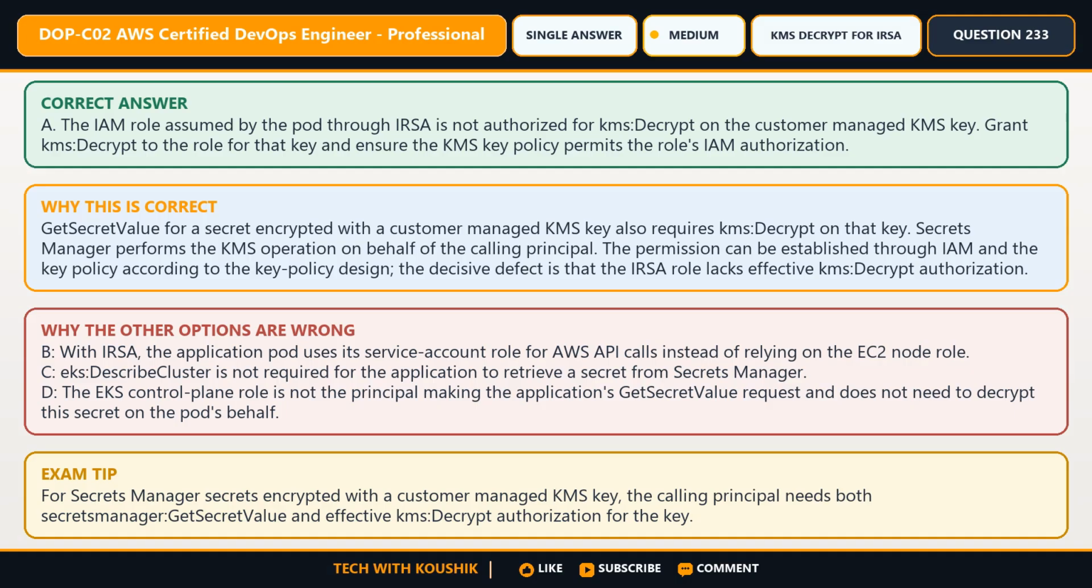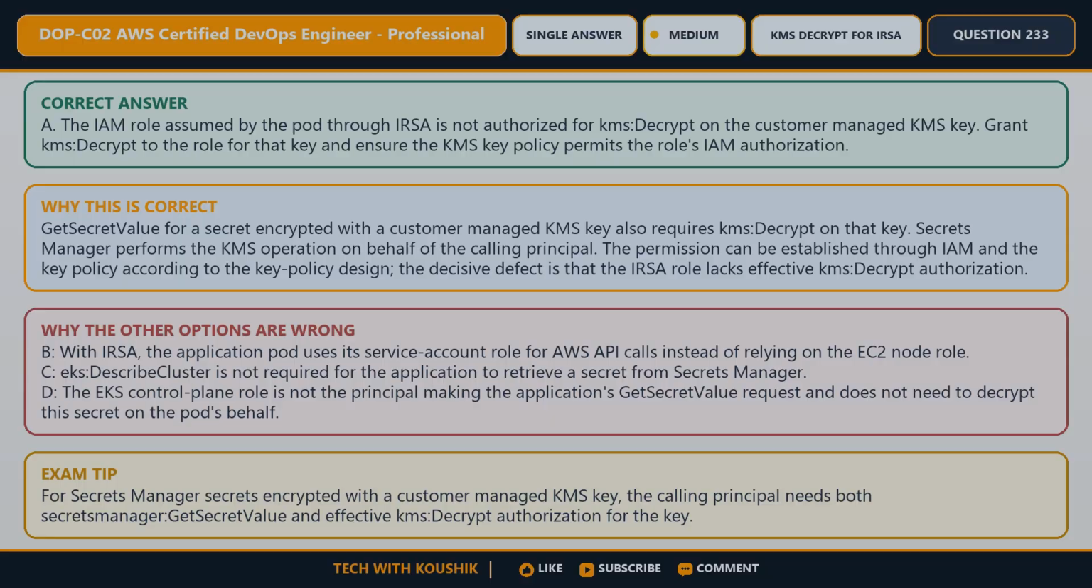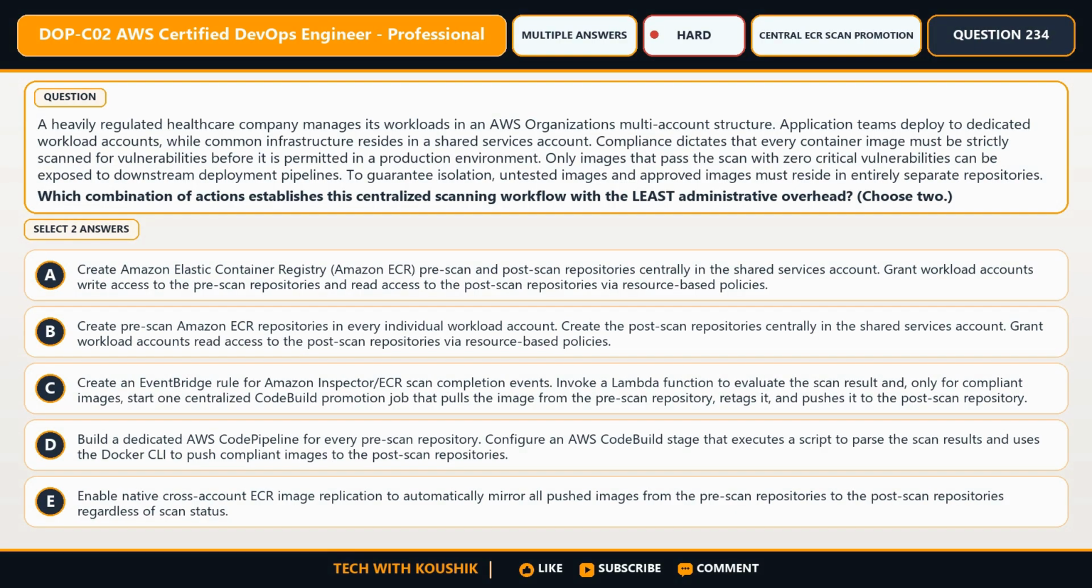Keep this point in mind for the exam. For Secrets Manager secrets encrypted with a customer-managed KMS key, the calling principal needs both secretsmanager:GetSecretValue and effective kms:Decrypt authorization for the key. Question number 234. Let's go.